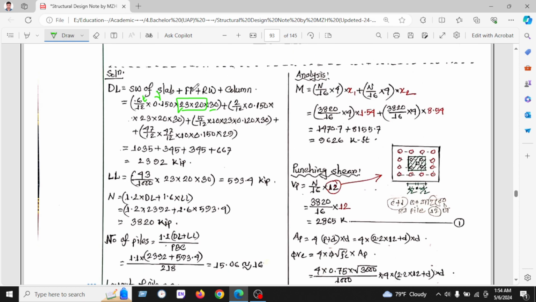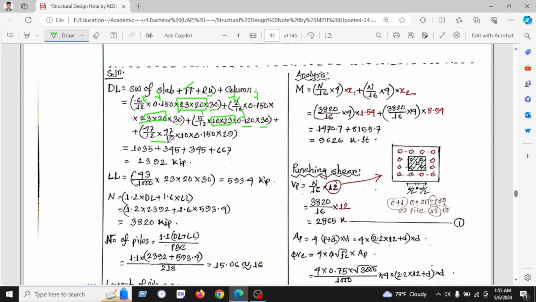The number of stories is 30. In the same way, for floor finishing we take the thickness, unit weight and tributary area, and 30 is the number of stories. In the same way, for the brick wall, 5 is the thickness, the tributary is 10 into 23, and the unit weight of bricks is 0.120, with 30 stories.